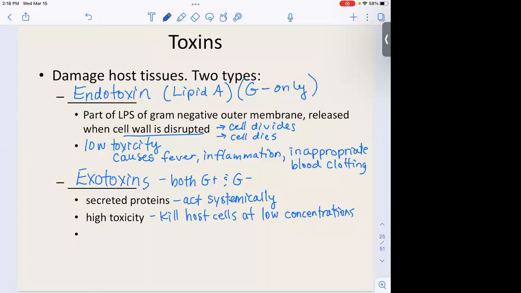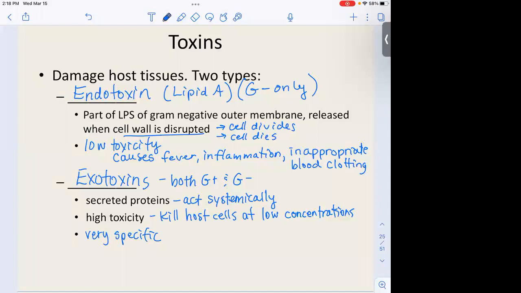Botulism toxin is an example of an exotoxin. I've read that a 6-ounce bottle of botulism toxin would be enough to kill everybody on the planet. Okay, high toxicity. It only takes a smidge to do the trick. And lastly, exotoxins are known for being very specific. So they might act on only a particular kind of cell.